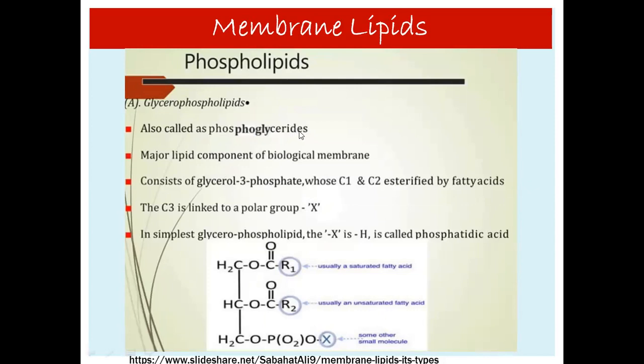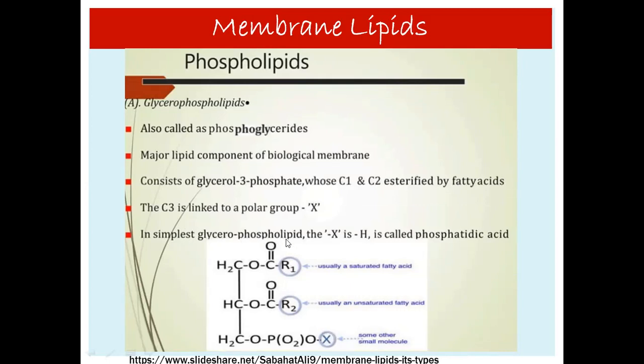Next we'll see the glycerophospholipids. Glycerophospholipids are also called phosphoglycerides. Here is the structure. You can see the major lipid component of biological membrane consists of glycerol 3-phosphate. Three carbons, and you can see one phosphate group. Carbon 1 and carbon 2 are esterified by fatty acids. C3 is linked with another polar group, mentioned here as X. So glycerophospholipid is like this.